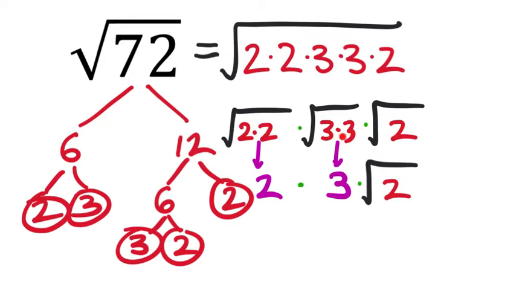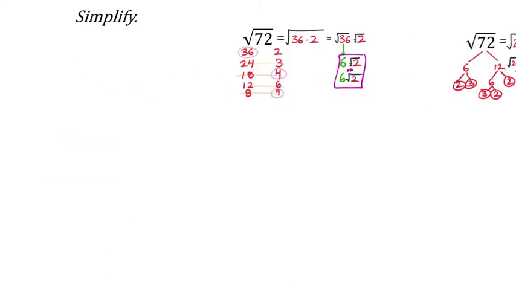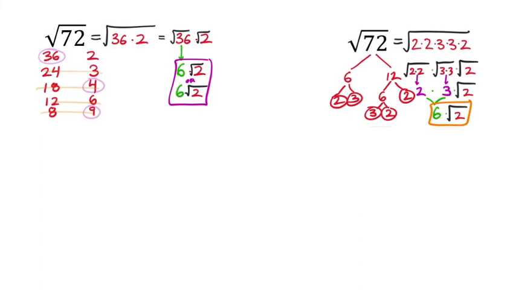This is 2 squared, this is 3 squared, and when we take the square root of a perfect square, we get these values. Finally, here I'd say 2 times 3 is 6, and again, we'll keep that square root of 2 right there. Well, that's the same answer we saw before, right? Let's just check to make sure. Boom, there it is. So you get the same answer either way.